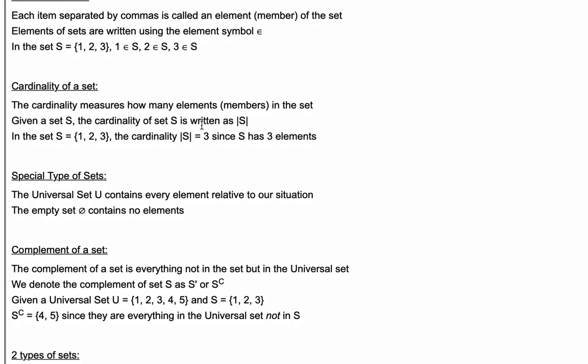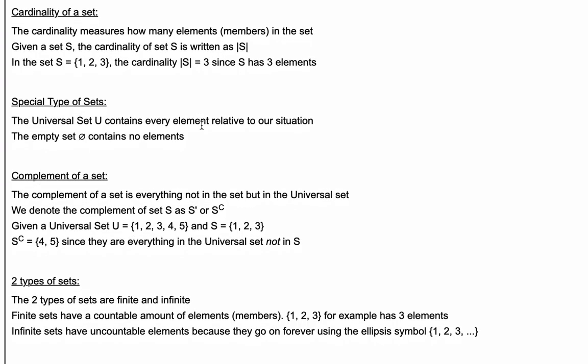Next, let's talk about the cardinality of a set. The cardinality is just the count. It measures how many elements or members are in the set. So given a set S, the cardinality of the set is written like so. Let's look at an example of cardinality. In the set S equal to 1, 2, 3, the cardinality of S equals 3 because set S has 3 elements, 1, 2, and 3.